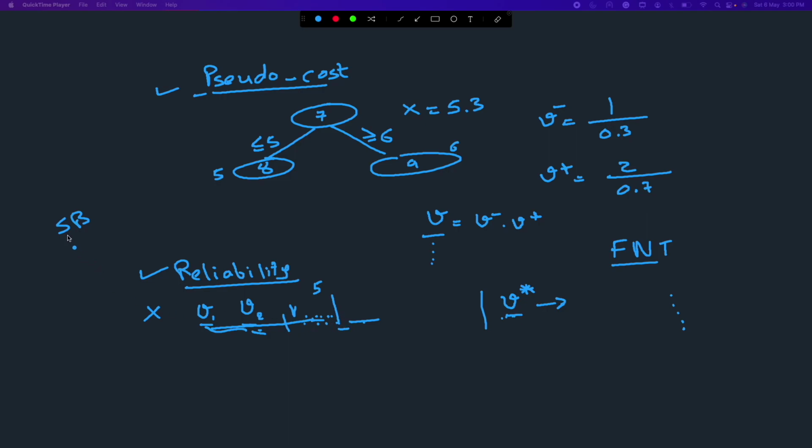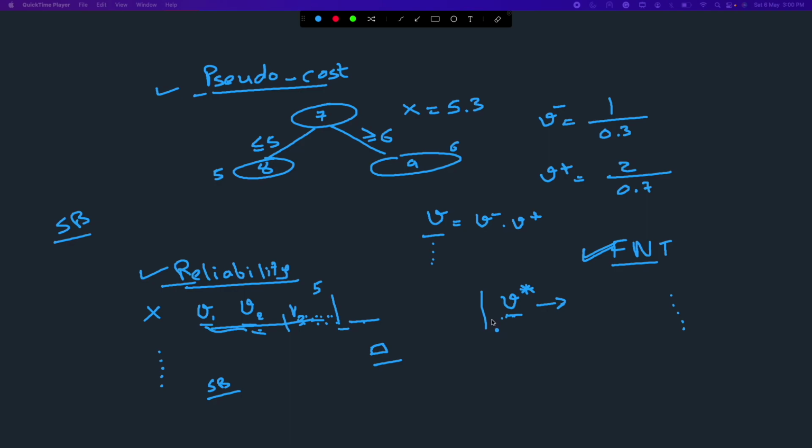pseudo-cost. So if you don't trust it, then do the strong branching, collect more data, and the same goes for all the other variables, right? So this is for one variable. It's not reliable, so I do the strong branching and collect one more data point. Same here: if I have enough pseudo-cost updates, then I will just take that pseudo-cost for granted. If for another variable I have less than that, then I will do strong branching. Okay, so this is the fixed number threshold for reliability branching, right?